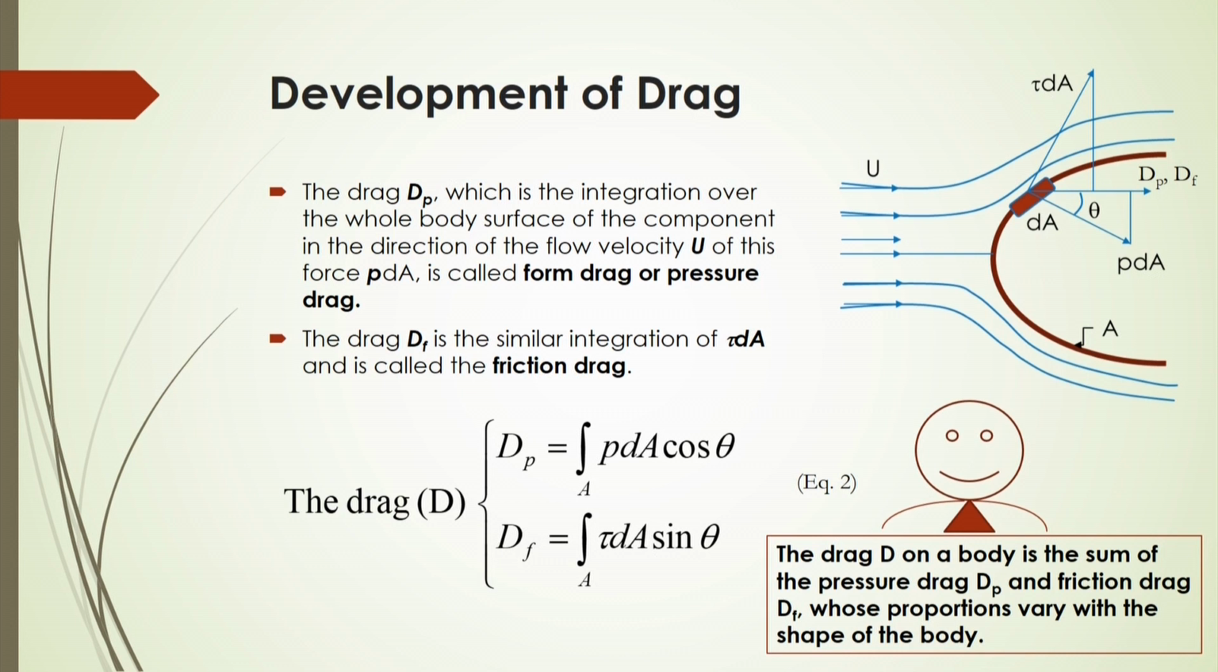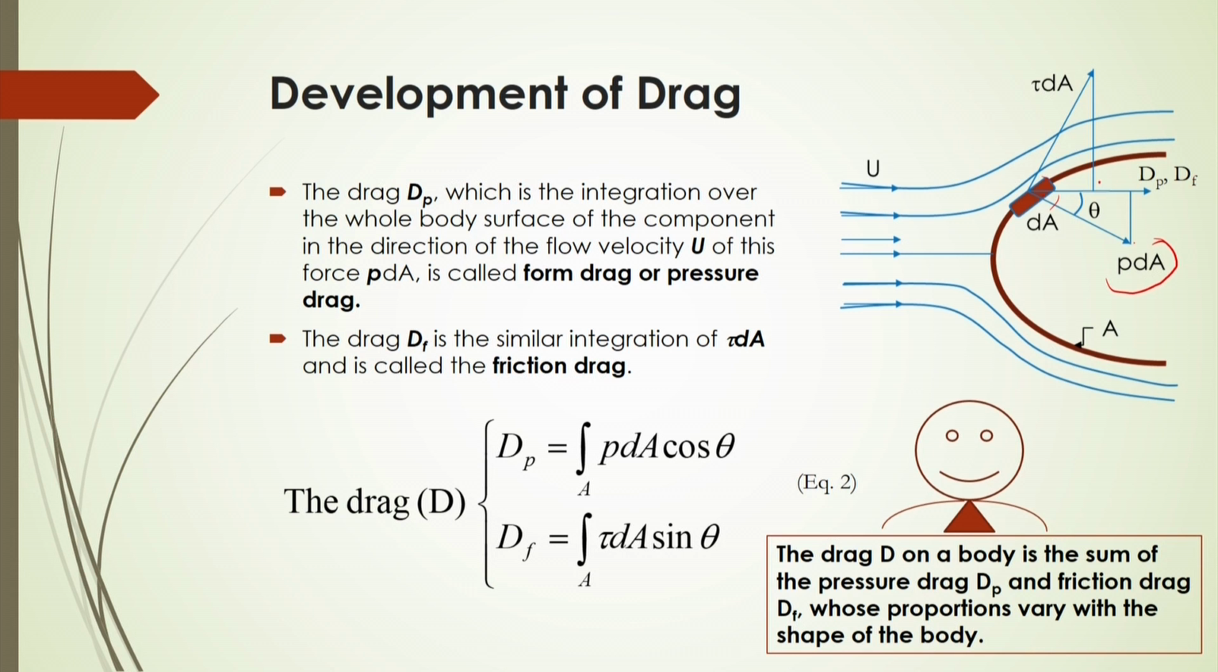And development in this case, the pressure drag is denoted by dP, and it is the integration over the whole body surface of the component, in the direction of the flow velocity u, of this force P dA. Now, very interesting: if I have this P dA, where dA is the small unit area and P is acting in this direction, then this pressure force will again have two components.